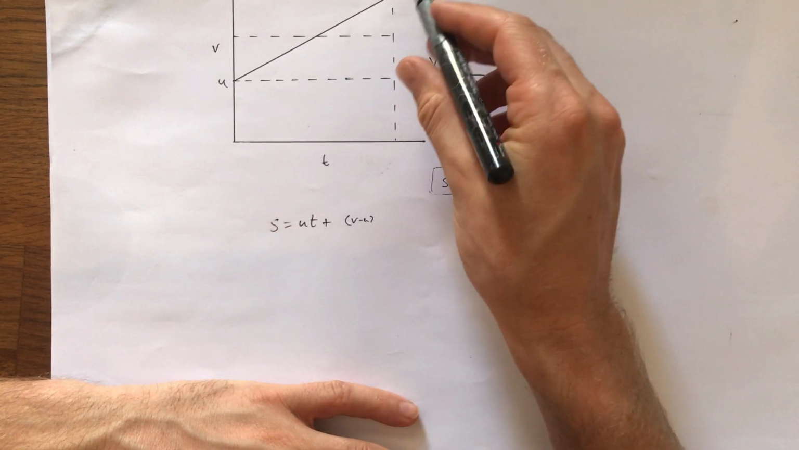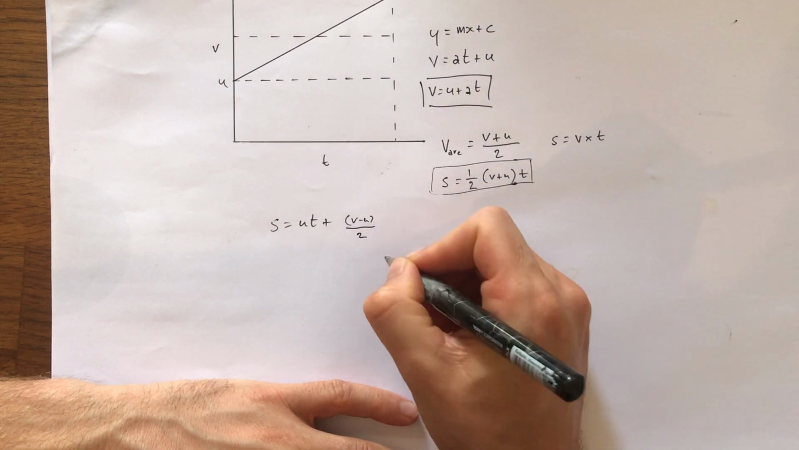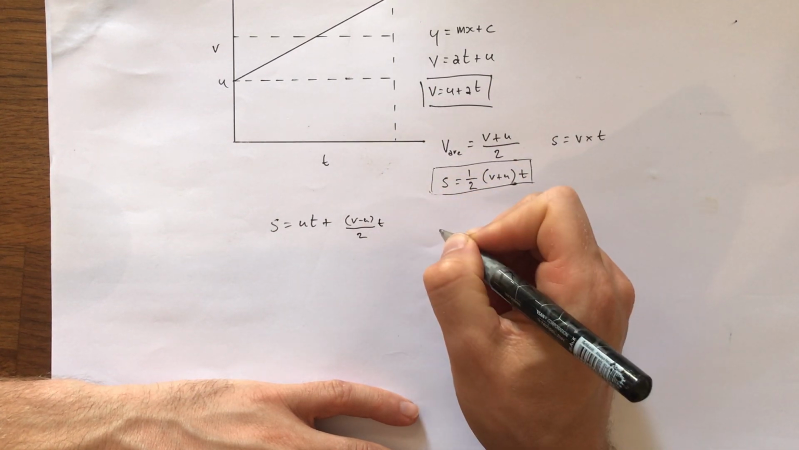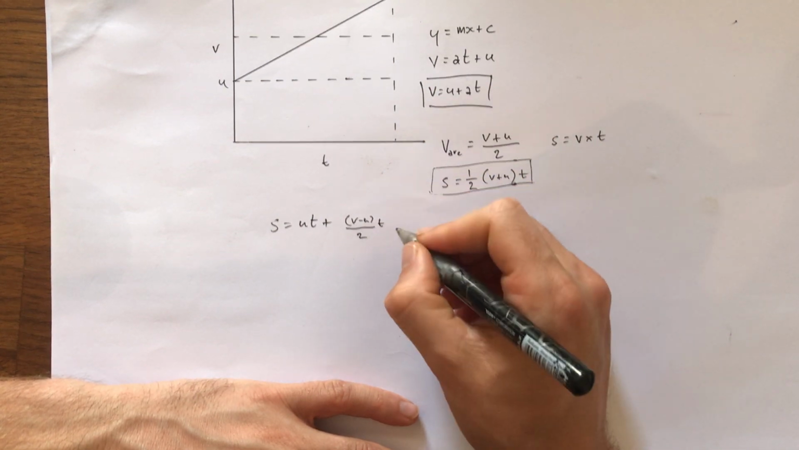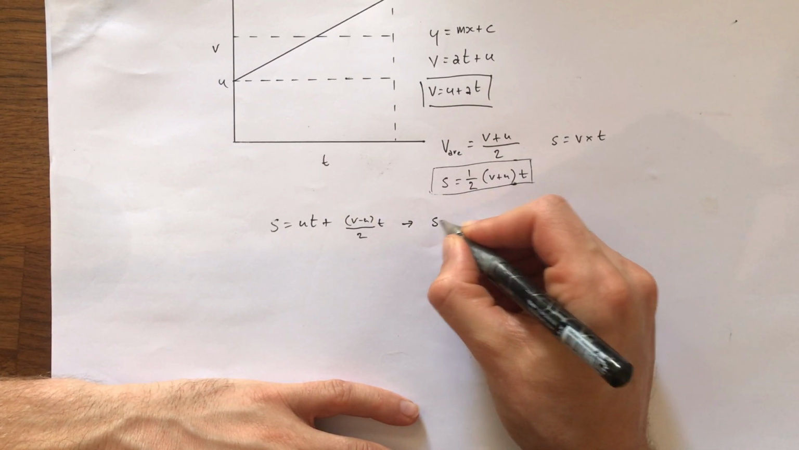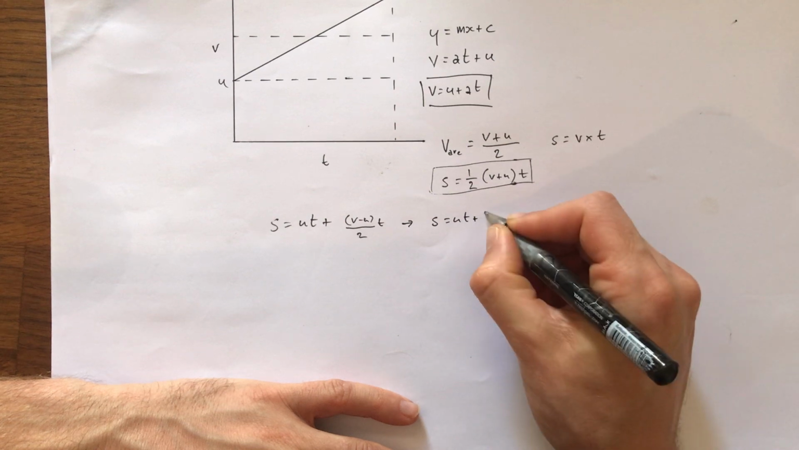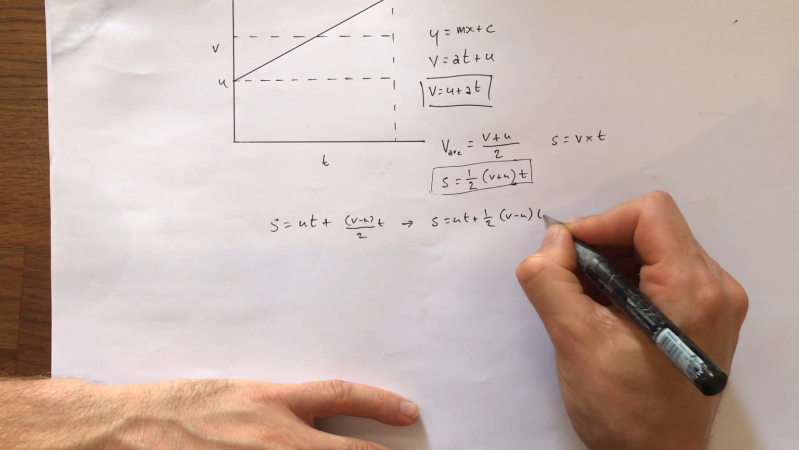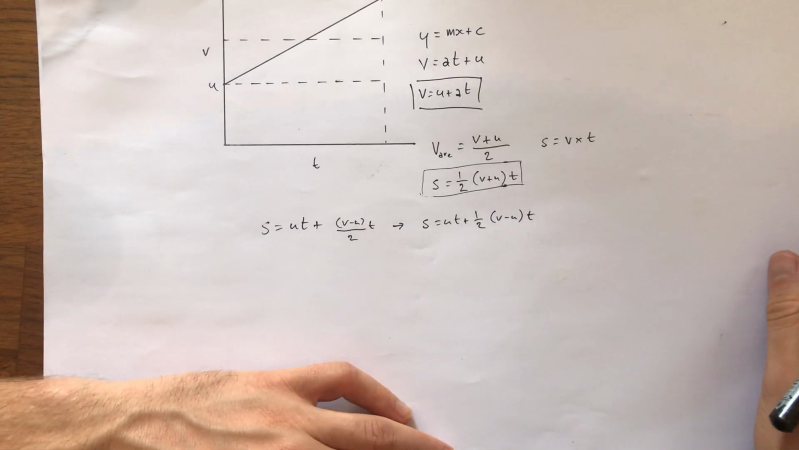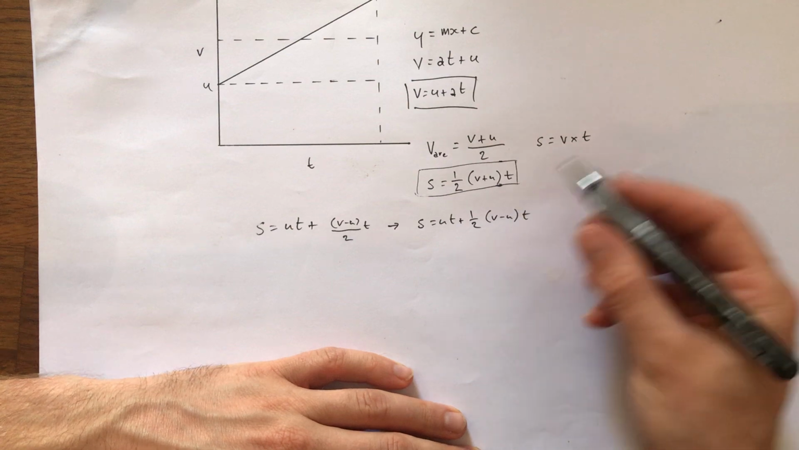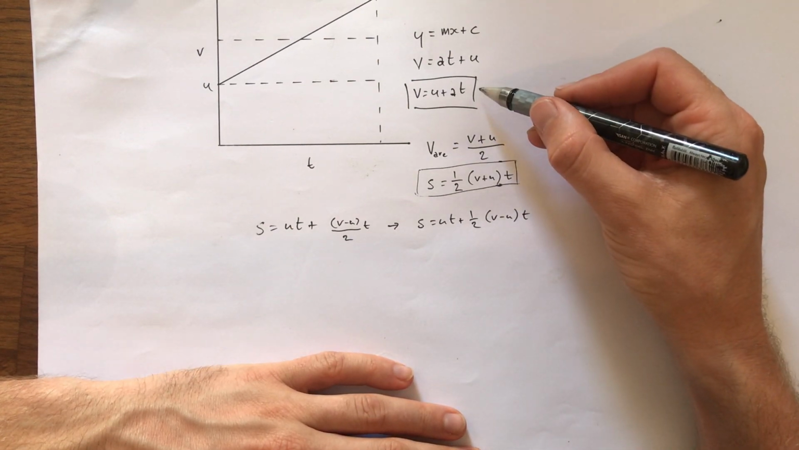But of course, to get that area we have to divide by 2 and also multiply by t. Okay, now let's write this differently to make it neater and tidier. So s equals ut plus 1/2 (v minus u)t. Okay, and we can tidy this up even more, because let's look back to this equation here.